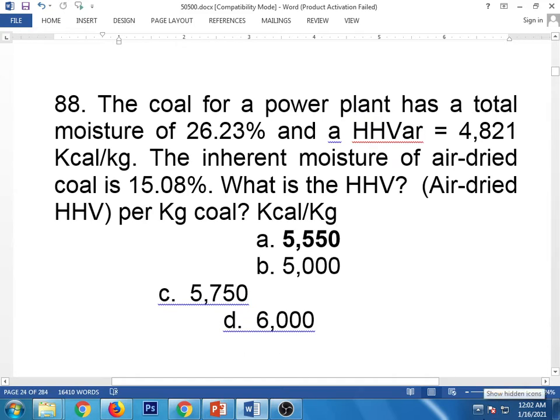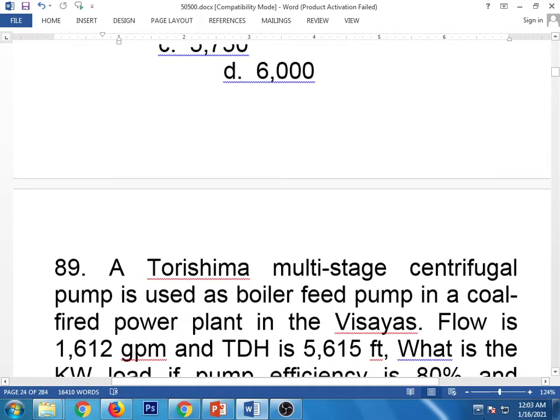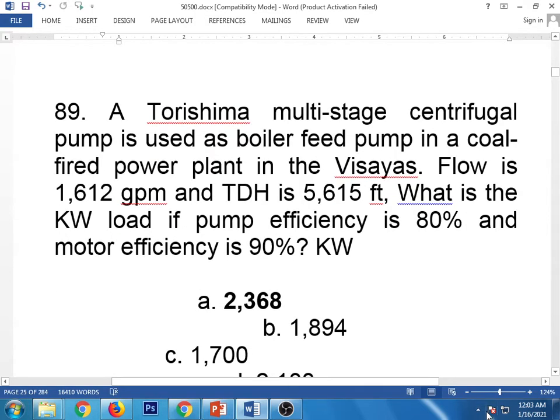The coal for a power plant has a total moisture of 26.23% and the HHB AR is equal to 4,821 kcal per kg. The inherent moisture of air-dried coal is 15.08%. What is the HHB air-dried per kg coal, in kcal per kg? Answer: 5,550.